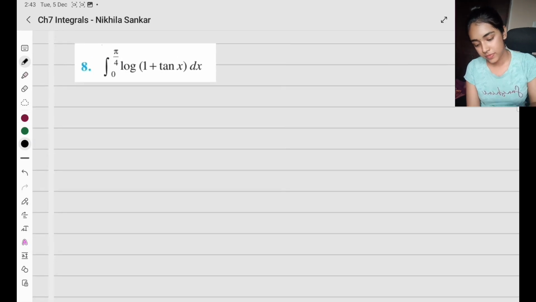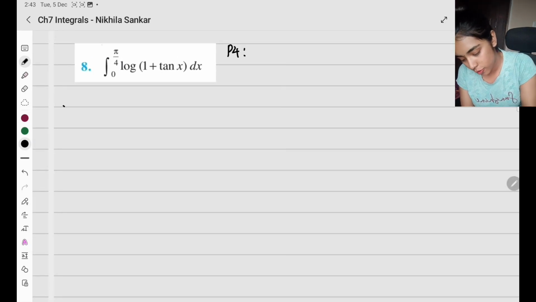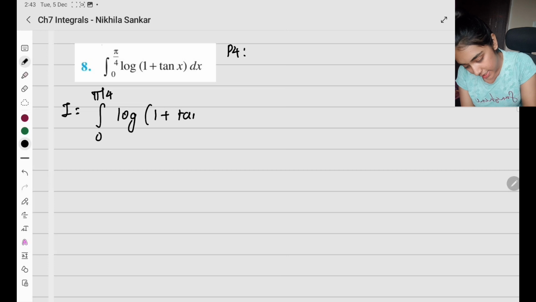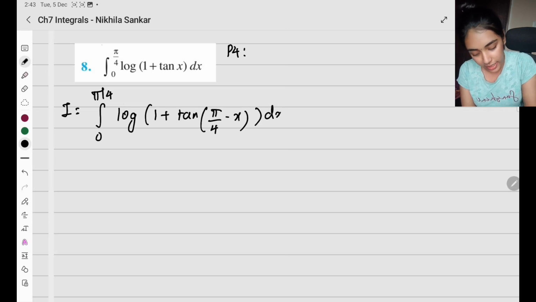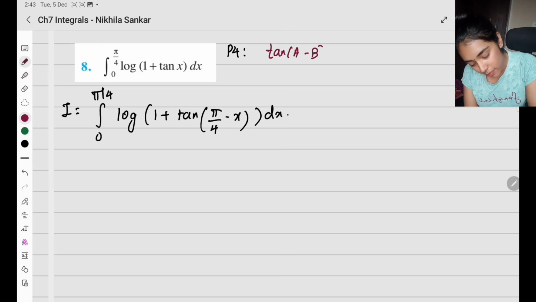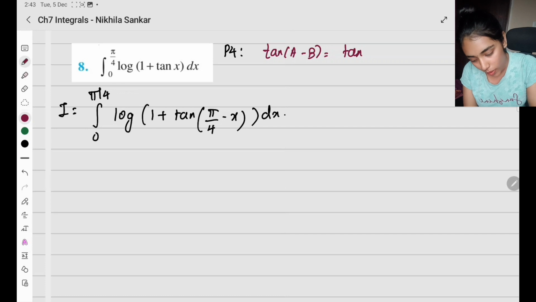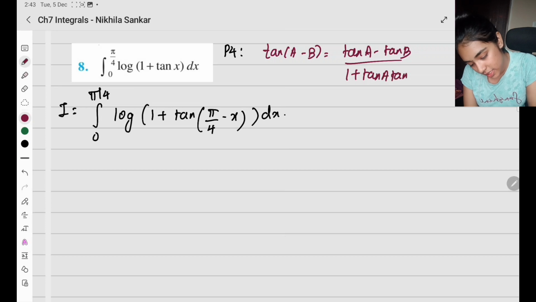8th question. Again using property number 4. So I have I equals integral of 0 to pi by 4 log of 1 plus tan of, instead of x, pi by 4 minus x times dx. இப்போ tan of a minus b formula என்ன தெரியும்? Tan of a minus b is going to be tan a minus tan b divided by 1 plus tan a tan b. Correct?